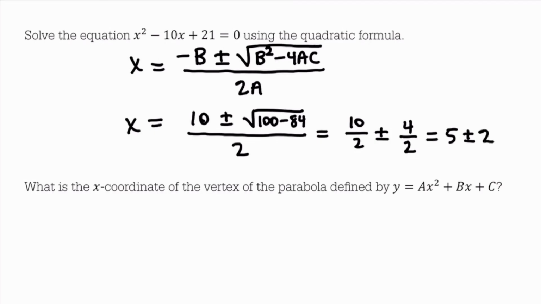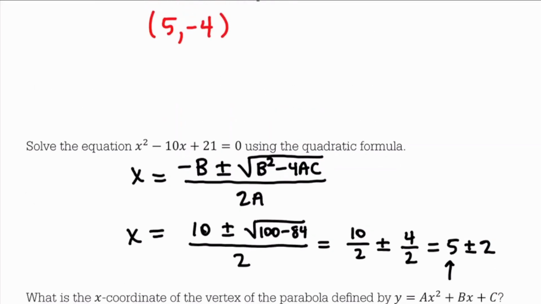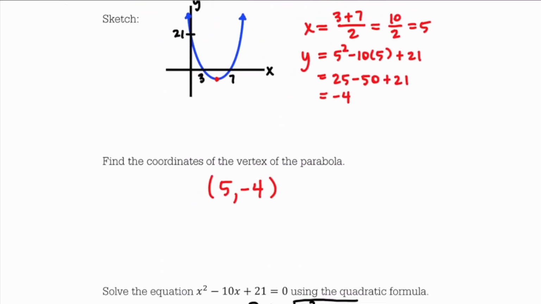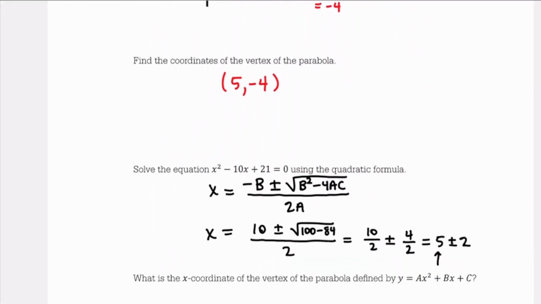Which means that the quadratic formula is really giving us more information than just the x-intercepts, right? It's telling us the x-coordinate of the vertex plus or minus that distance from the x-intercepts to the vertex. Now, right there, what we're seeing, 5 plus or minus 2, that's 3 and 7.